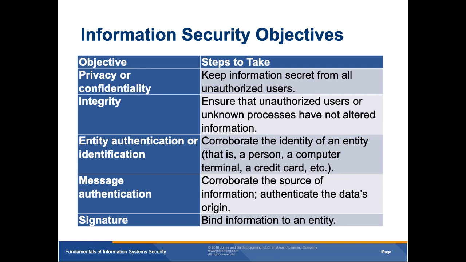Information security objectives: our objective for privacy or confidentiality keeps our information secure. Integrity ensures that unauthorized users or unknown processes have not altered the information. We can guarantee that with a process known as hashing.